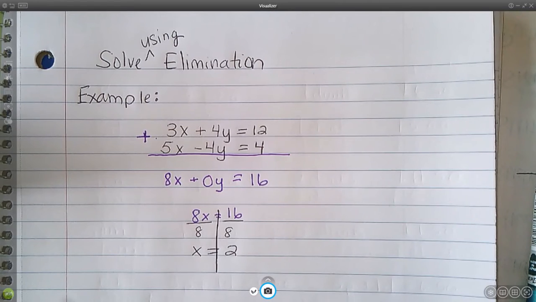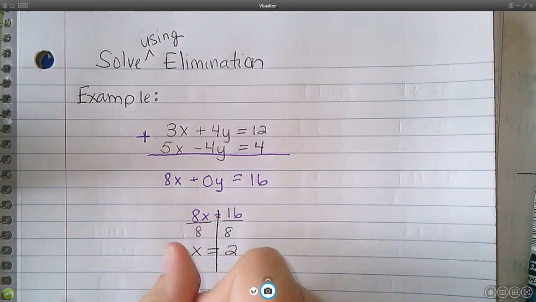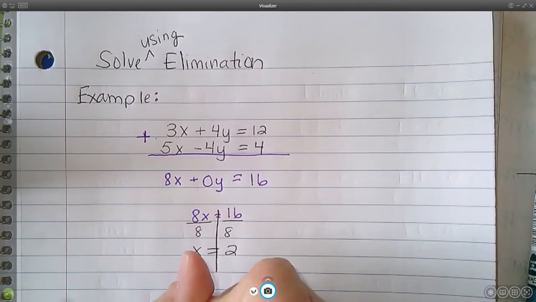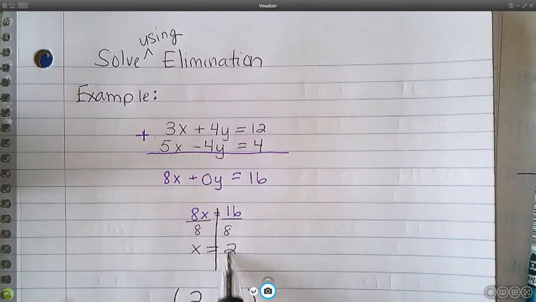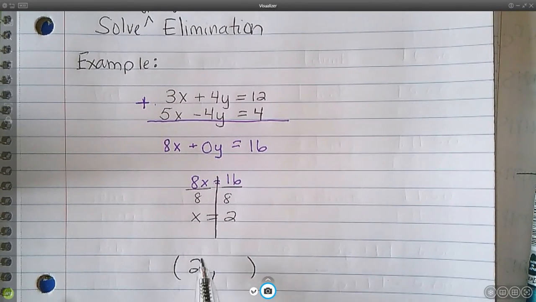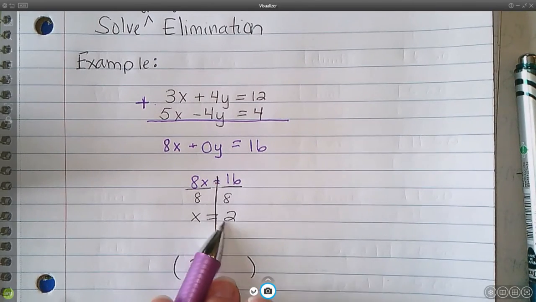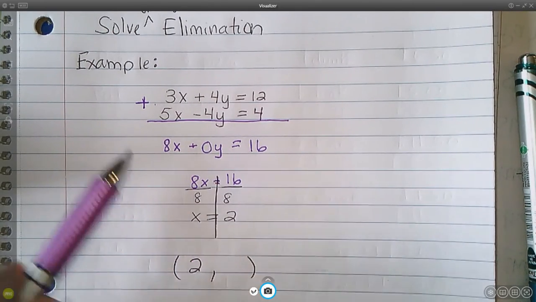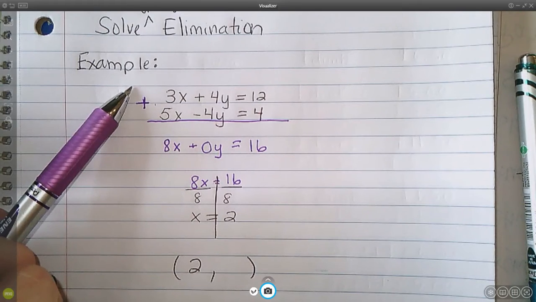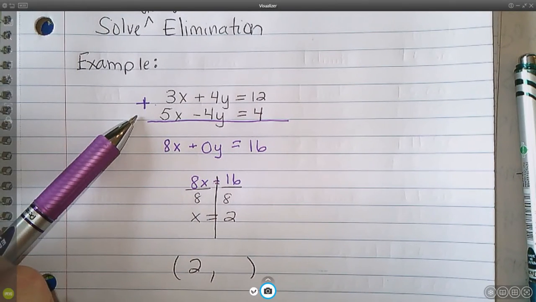And I have my x coordinate. Remember, you always write your answer as a coordinate pair. I already know that my x is 2. If my x is 2, I need to find out what y is. So now you go back and do substitution. I can take this 2, which is x, and substitute it in for either the top equation or the bottom equation, and it doesn't matter which one.